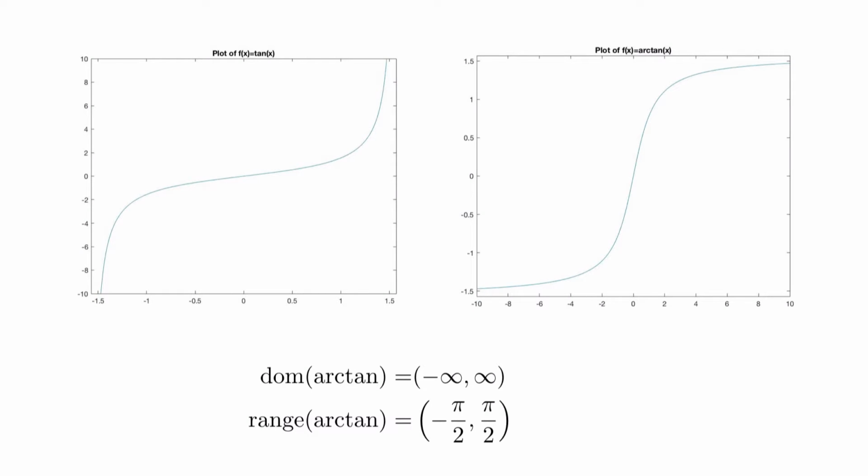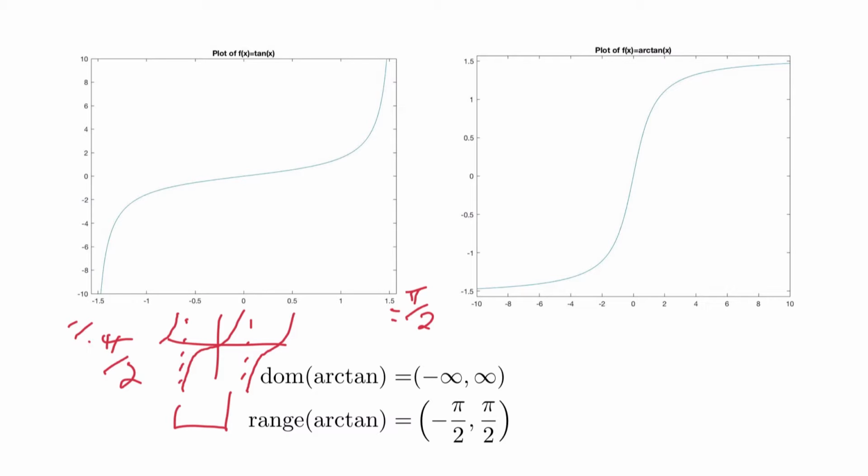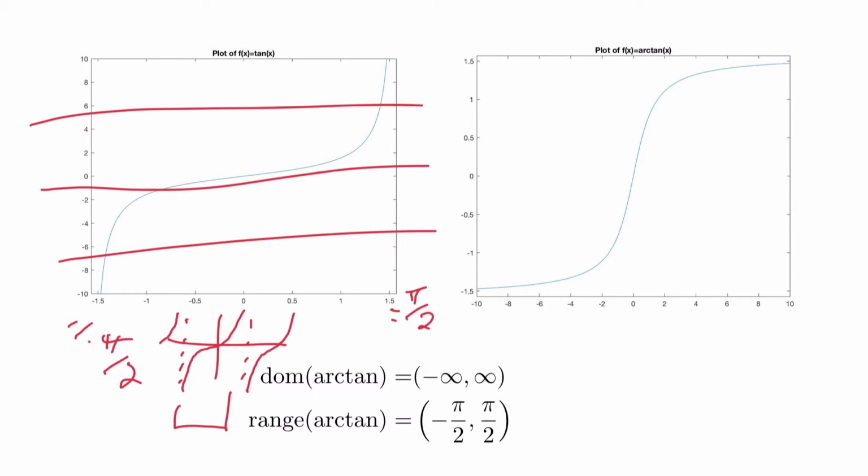So lastly, let's look at tangent. Here I'm just looking at tangent from minus pi over 2 to pi over 2. Again, this is due to the periodic nature of tangent. So I look at one period of it. And now I'm going to pass the horizontal line test. So on this interval, it makes sense to discuss the inverse function. So again, I'll switch the domain and range and get the arc tangent.